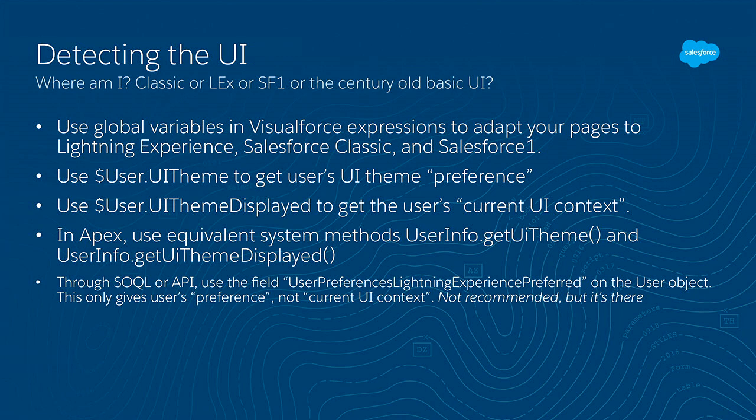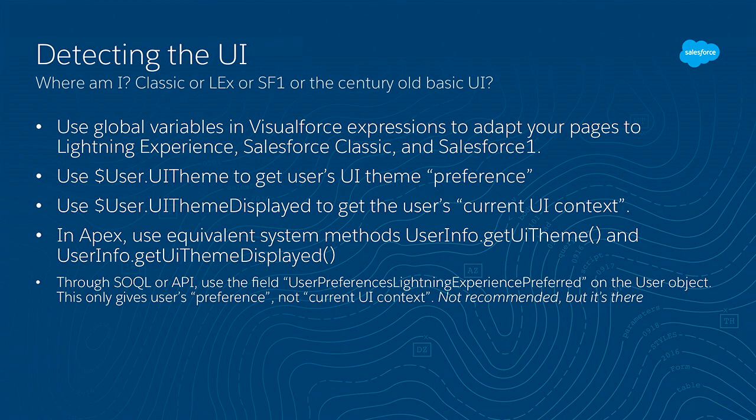$user.uiTheme just gives the preference of the user, what the user prefers as his default user interface. And $user.uiThemeDisplayed gives the current context. Like, he might have a preference, but he might have moved to something else. So you'll get the user's current UI theme by using UiThemeDisplayed.